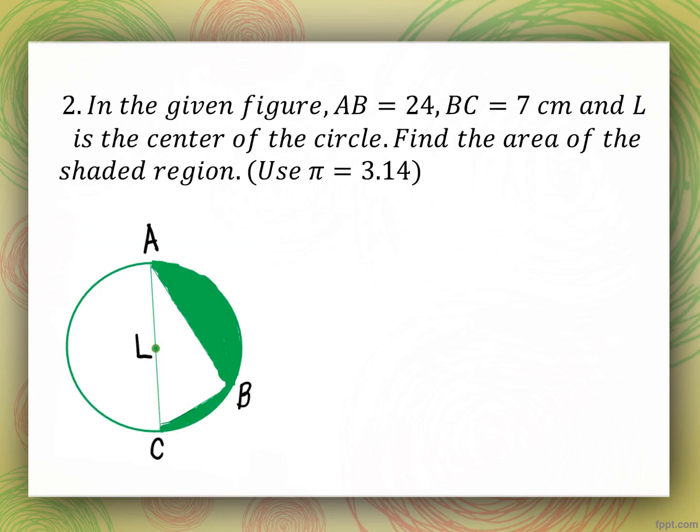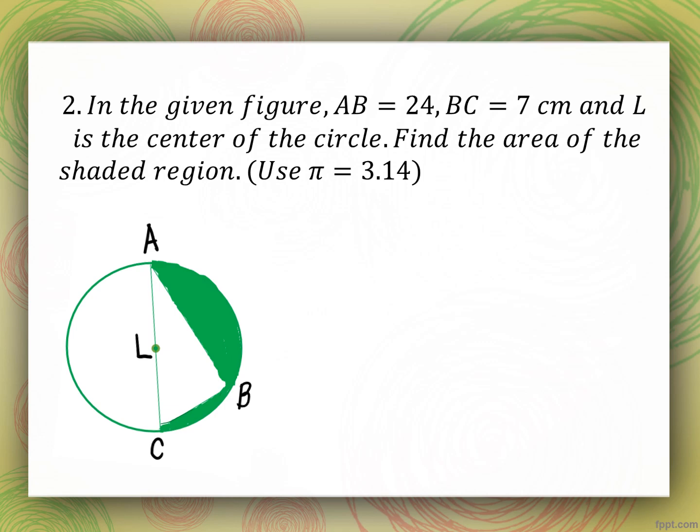Okay, let's have the second example. So in the given figure, AB is equal to 24, BC is equal to 7 centimeter, and L is the center of the circle. Find the area of the shaded region. So we'll be using 3.14 for pi.